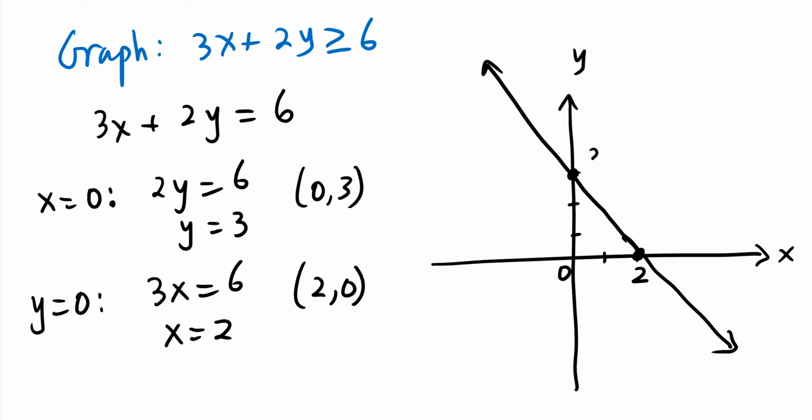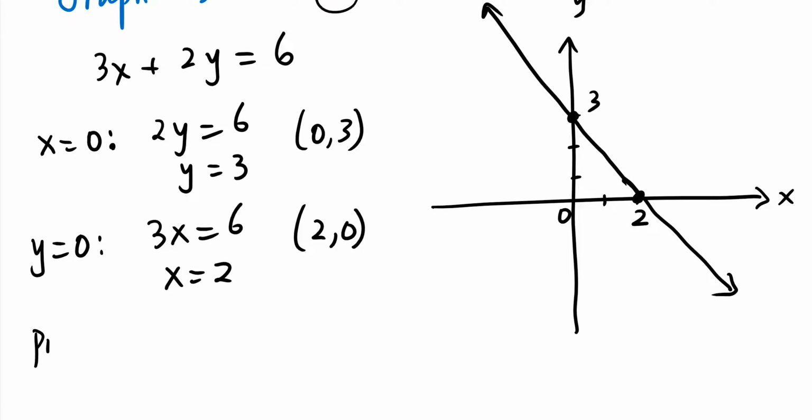Now, if it's bigger than or equal in this case, it doesn't mean I'm going to shade right away the region above it. Remember, that only works when it is written with y by itself, y bigger than or less than, or bigger than or equal, or less than or equal to something. But y is not by itself here, so I cannot trust this inequality in that sense. So what do we do in this case?